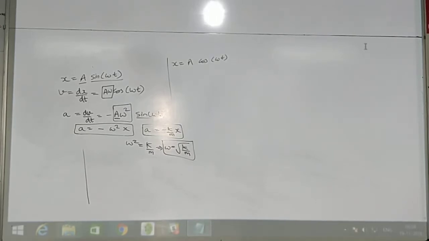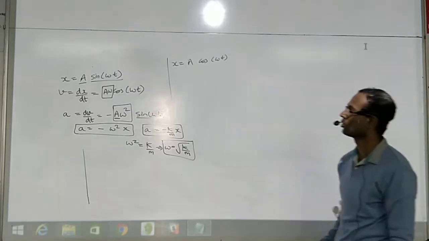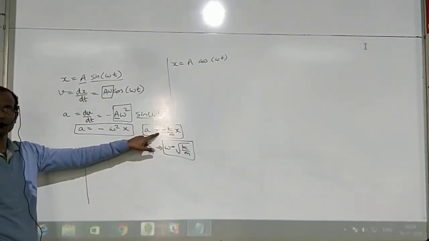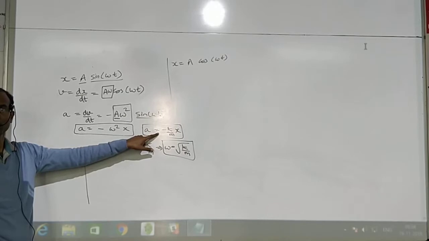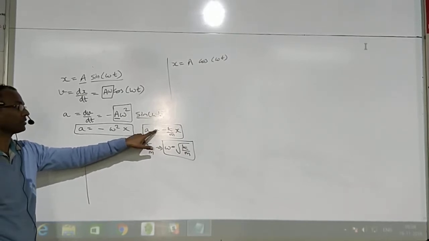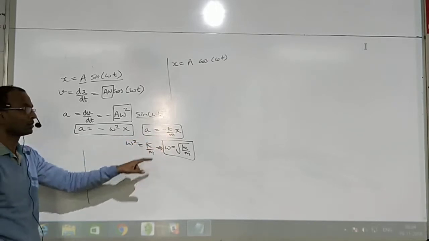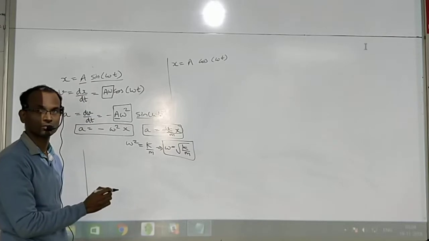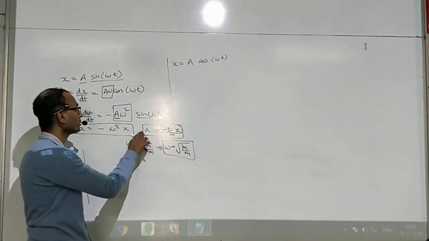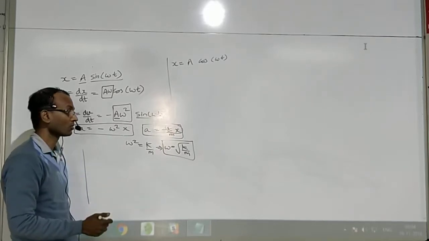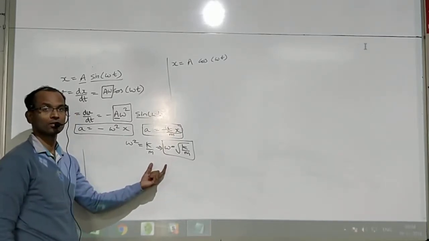So how is omega equal to root k by m? Do you remember how we derived this? m a is equal to minus kx. Acceleration is net force by mass, so this kx is net force. And then we are comparing this acceleration with this acceleration. Understood now? So now the physical insight is coming from here.